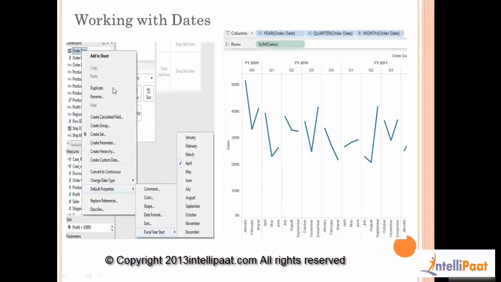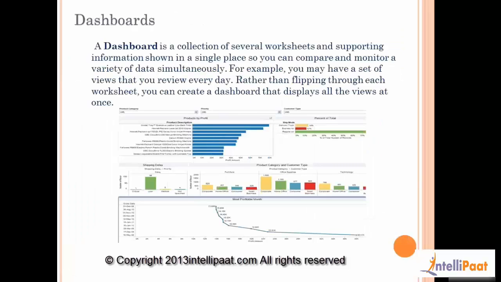So this is how we can go ahead and change the default properties and say we start the fiscal year from April or something, and then whenever you use that particular date, it would always go into a fiscal year and quarter format.